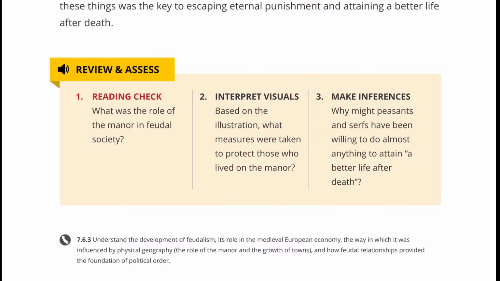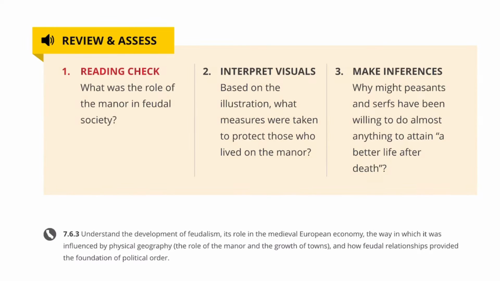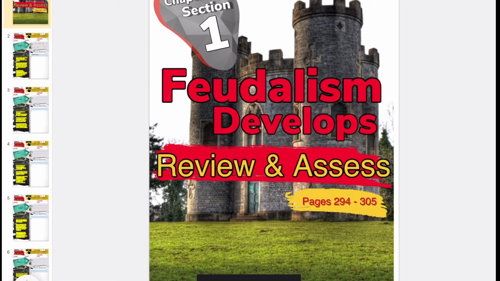Now let's go to the Review and Assess questions. Number one, reading check: what was the role of the manor in feudal society? Number two, interpret visuals: based on the illustration, what measures were taken to protect those who lived in the manor? And number three, make inferences: what might peasants and serfs have been willing to do almost anything to attain a better life after death?